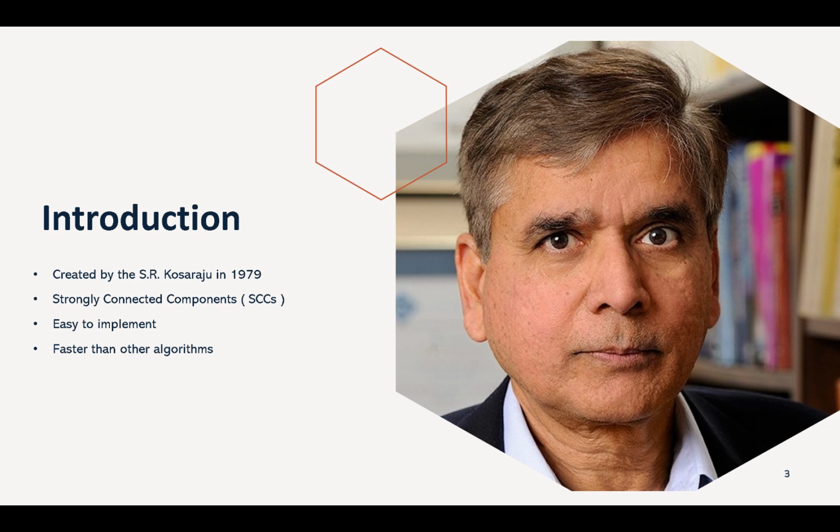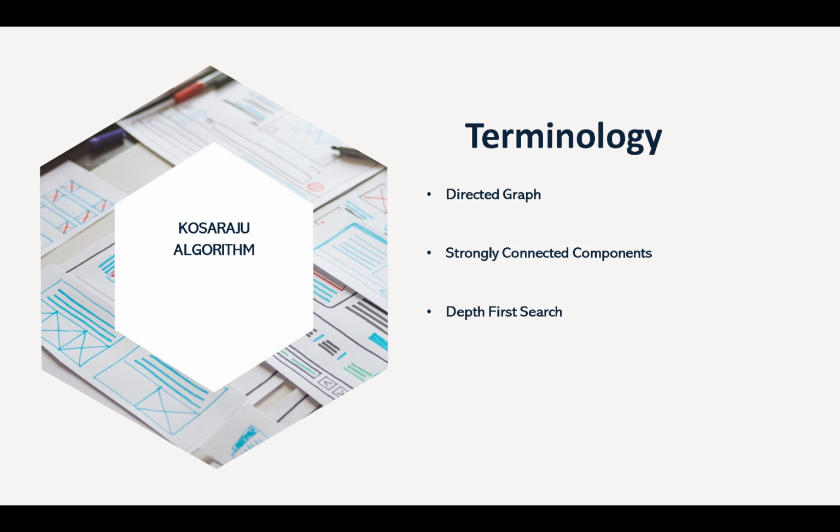Created by the theorist and mathematician Sambasiva Rao Kosaraju, the Kosaraju algorithm is designed to find strongly connected components in a directed graph. It is very easy to implement, and its time complexity allows the algorithm to be faster than other algorithms. Hence, it is widely used in analyzing relationships between groups of data and simplifying data when the data is too large. Before I get into how Kosaraju works, I would like to discuss a few terminologies.